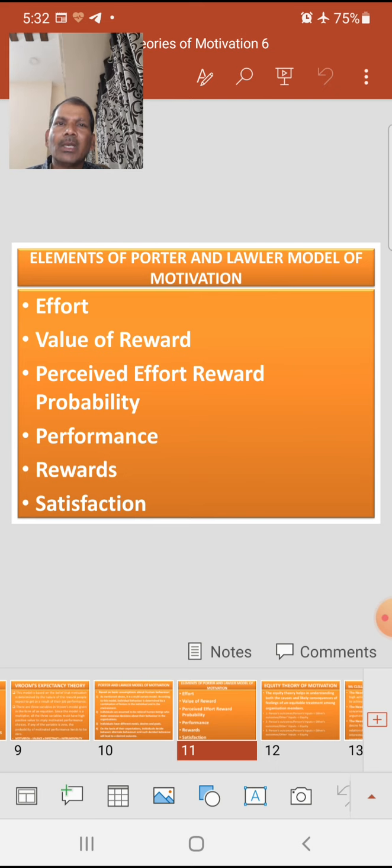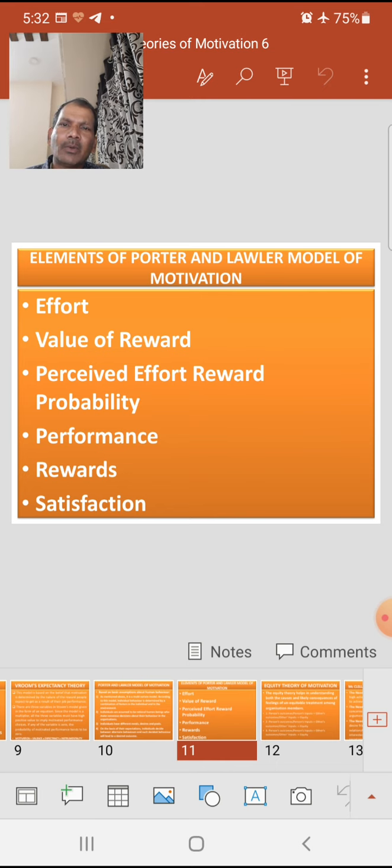That is, in addition, before people put forth any effort, they will also try to assess the probability of certain levels of effort leading to a desired level of performance, and the possibility of that performance leading to certain kinds of rewards. Based on the valency of the reward and the effort-reward probability, people can decide to put in certain levels of work effort. Another is performance.